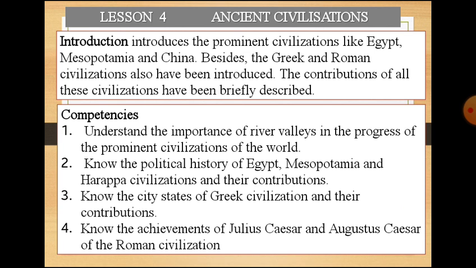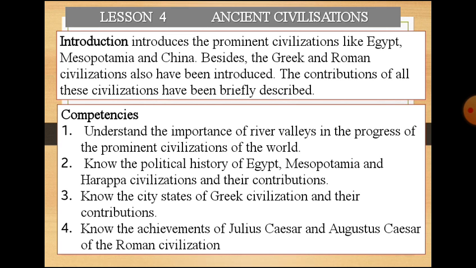Now in the competencies, the first point is how the civilizations flourished along the river valleys. Second, the political history of Egypt, Mesopotamia and the Harappan civilizations and their contributions towards civilization are discussed. In the third, the Greek civilization's political, philosophical, artistic and scientific achievements are discussed.